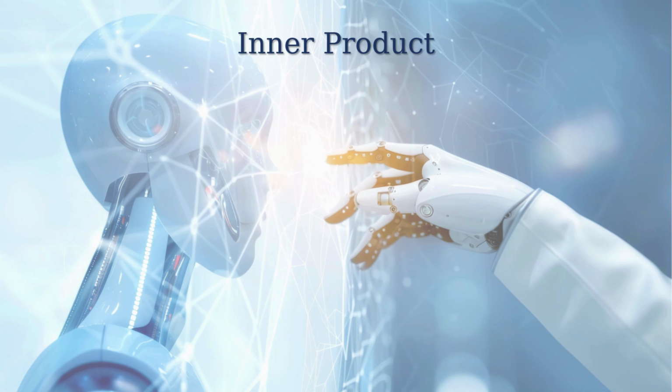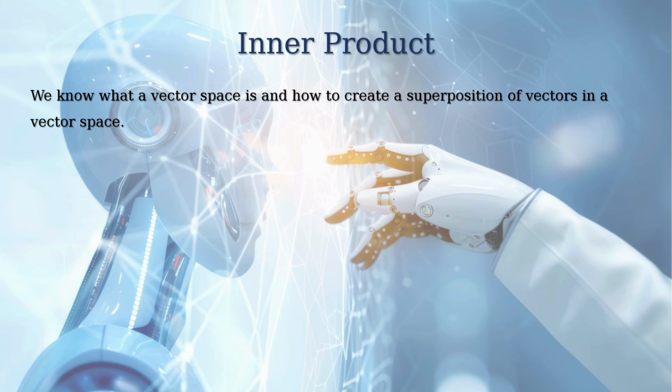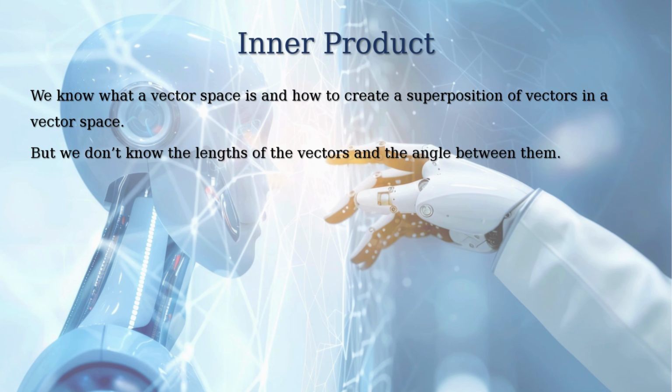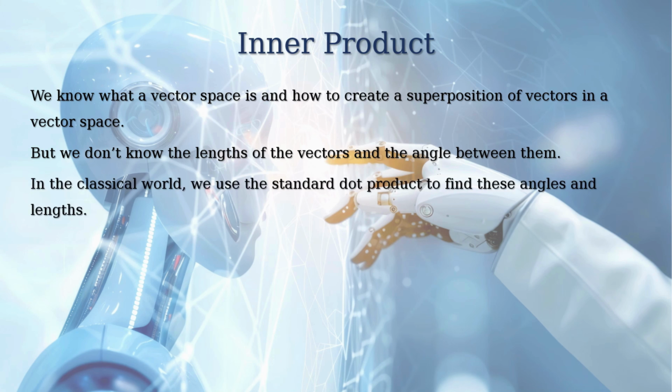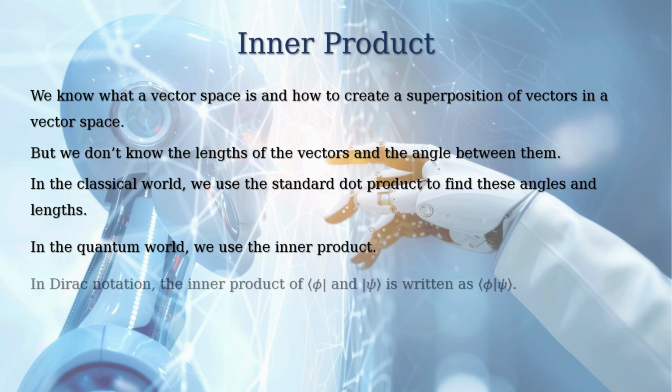Now, let's discuss inner product. We know what a vector space is and how to create a superposition of vectors in a vector space. But we do not know the lengths of the vectors and the angle between them. In the classical world, we use the standard dot product to find these angles and lengths. In the quantum world, we use the inner product. In Dirac notation, the inner product of bra phi and ket psi is written like the following.